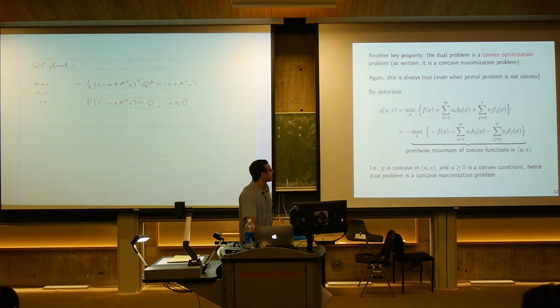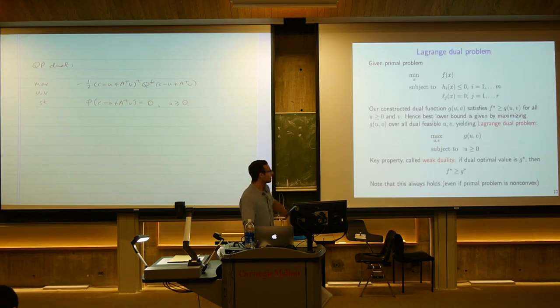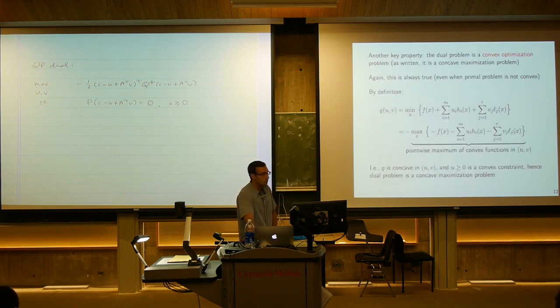So why is that the case? Well, we're going to prove that G is a concave function. Once we know it's a concave function, with non-negativity constraints, that's going to be a concave maximization problem. And that proof is very, very simple. G is defined by the minimum over all x, unconstrained, of the Lagrangian: f of x plus the sum of u_i h_i plus the sum of v_j l_j.